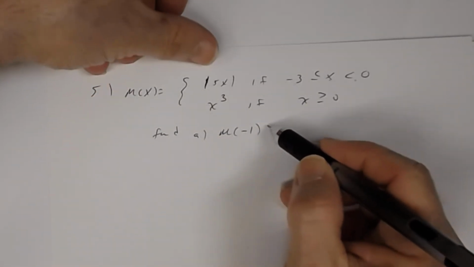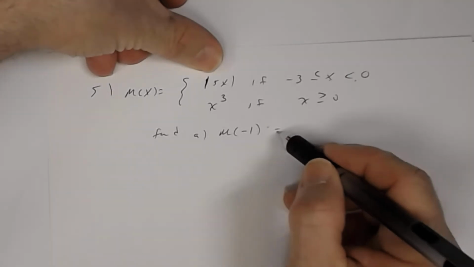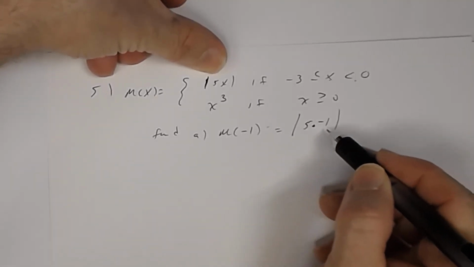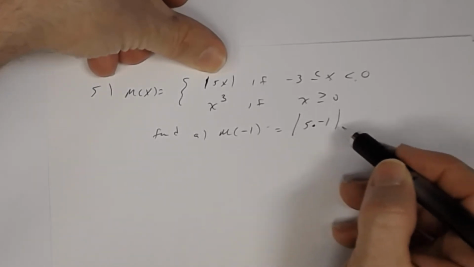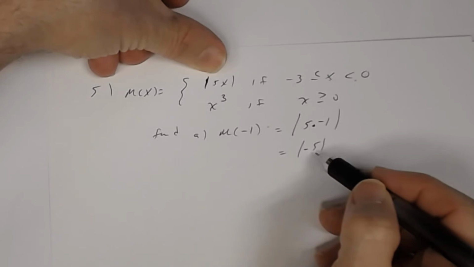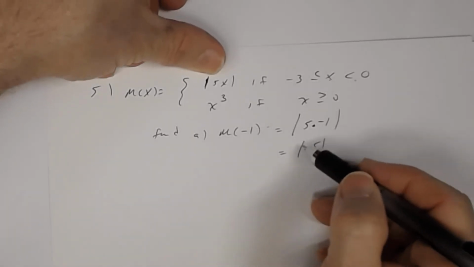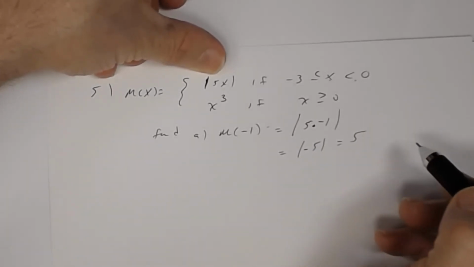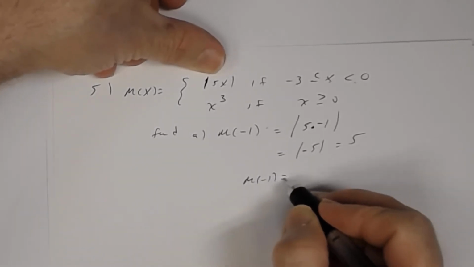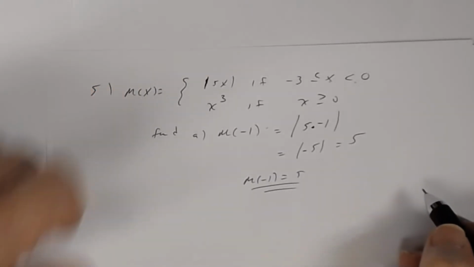Now be careful. Remember, this is absolute value. So this will be the absolute value of 5 times negative 1. 5 times negative 1 is negative 5. Don't forget, you still need the absolute value bars. But you have to remember the absolute value of negative 5 is positive 5. And so therefore, m of negative 1 equals positive 5.